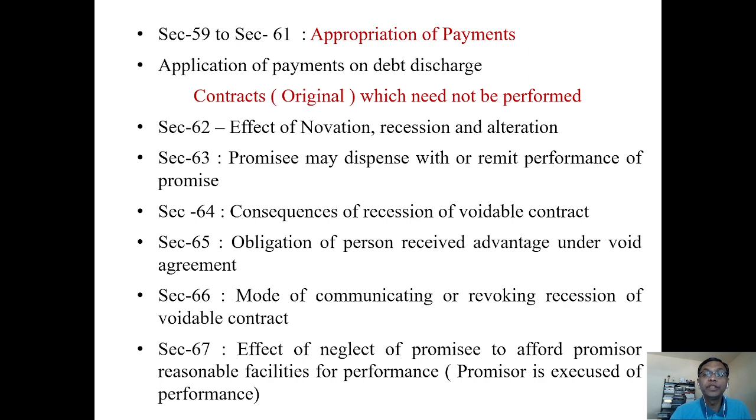When a promisee does not give the promiser reasonable facilities for performance, the promiser is excused.